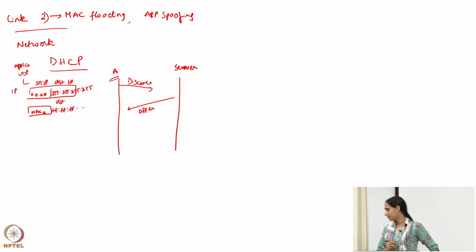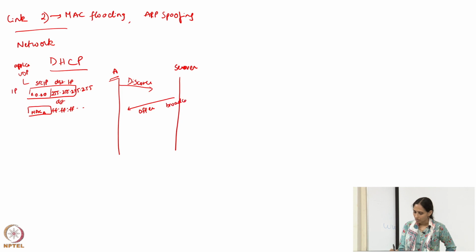It is going to see that this guy wants an address, and it will give it an offer. This offer is also broadcast to everyone, because there is no IP address for it to send to. This guy doesn't have any IP address, so it will broadcast. Within this offer, it will say, you can maybe take this IP address.